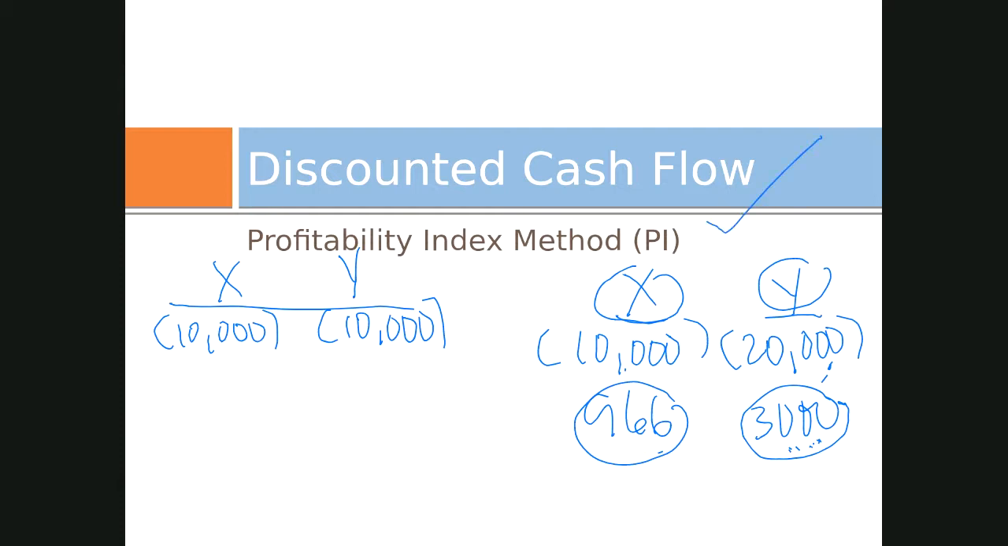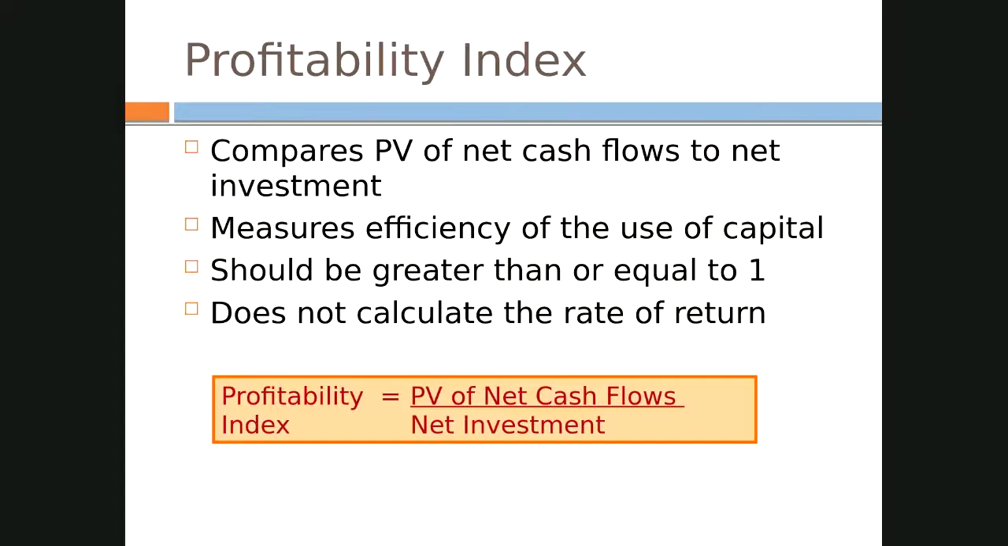No? So, yung formula, actually maraming formula yan. Pero sa book, yung ginagamit niyang formula, dalawa kasi yan. So, we have profitability index, saka yung tinatawag natin na NPV index. So, mag-iba sila. Kapag profitability index compares present value of net cash flows to net investment, and it measures efficiency of the use of capital. And take note, this should be greater than 1. So kapag greater than 1 yung profitability index natin, ibig sabihin, positive yung NPV. Yun ibig sabihin yan. And take note, it does not calculate the rate of return.